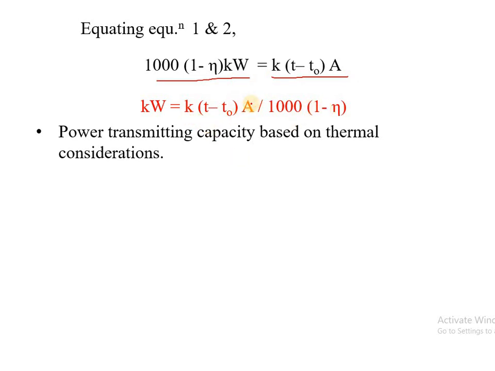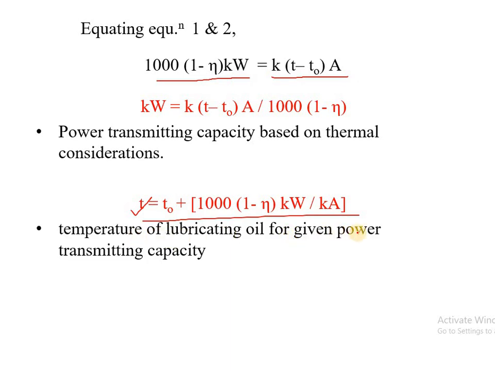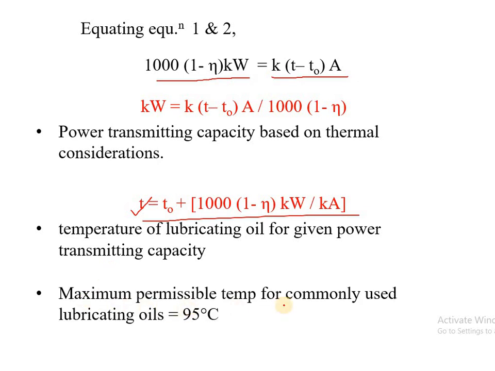By rearranging this equation, we can obtain the equation of T, that is the temperature of the lubricating oil. While designing, by finding this temperature, we can easily select the lubricating oil. So this is the formula for it. This is the temperature of lubricating oil for a given power transmitting capacity. The maximum permissible temperature for commonly used lubricating oil is 95 degrees Celsius.